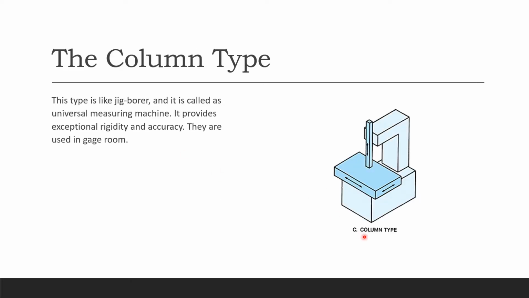The column type looks like that. Here are your three axes, and it looks like a jig bar, and it's called a universal measuring machine. It provides exceptional rigidity and accuracy. They use the word exceptional because it is exceptional, and they are used again in the gauge room, because the reliability is pretty good. The machine with the best reliability always goes into the gauge room because we can use them as standard.